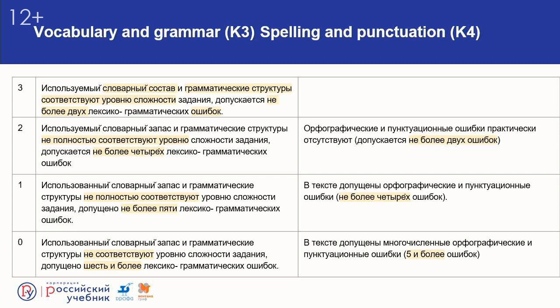So this is what they get 3 points for, right? If there's 1 language mistake, they still get maximum for language, for grammar and vocabulary. 2 is still okay. If there are 3, then they already get -1 point for language and vocabulary, right?